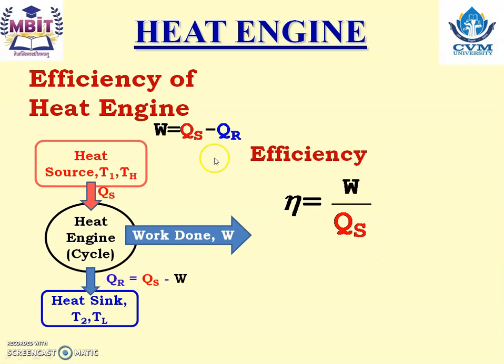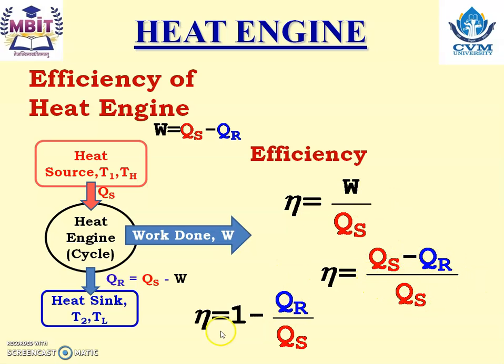Now we know that work done is equal to QS minus QR. So we will put the equation here: QS minus QR divided by QS. So that will be equal to the efficiency of the heat engine cycle, that is equal to 1 minus QR upon QS. So this is the general fundamental of the working and efficiency of a heat engine.